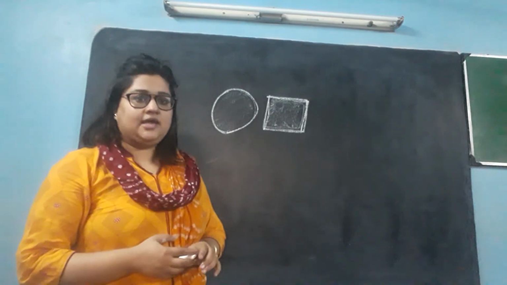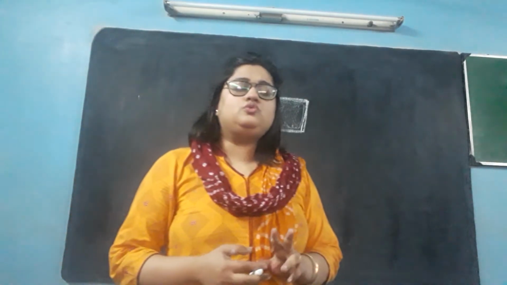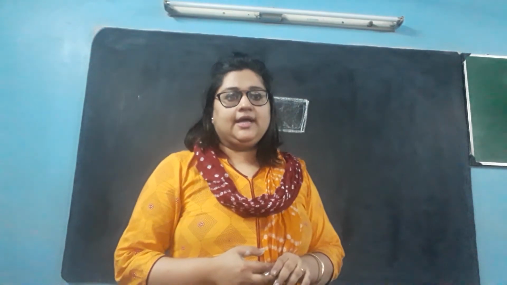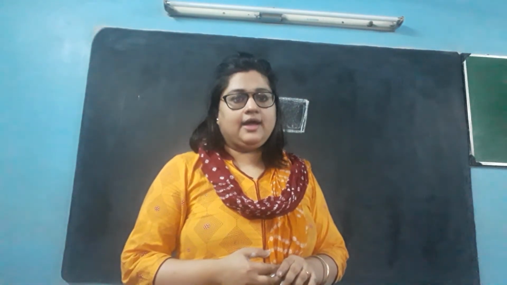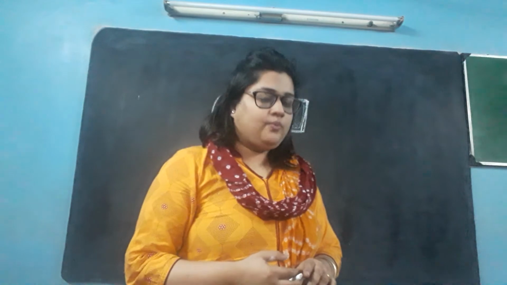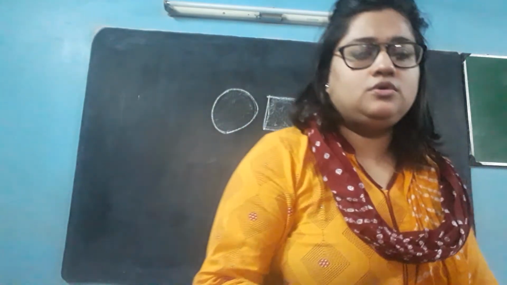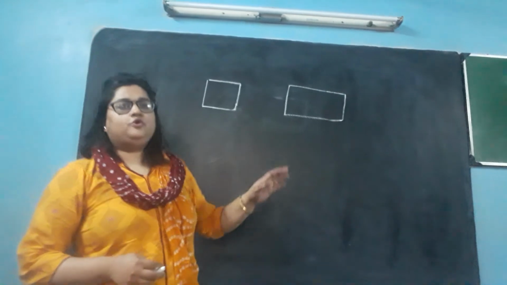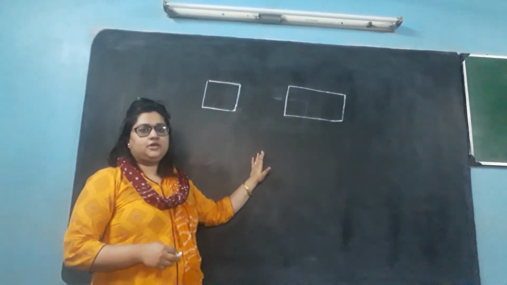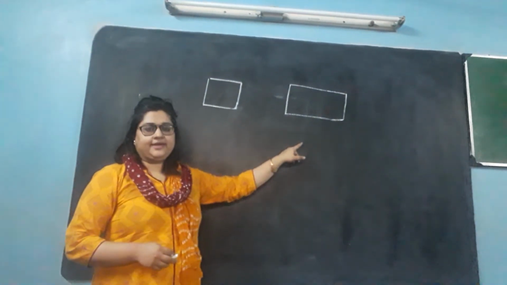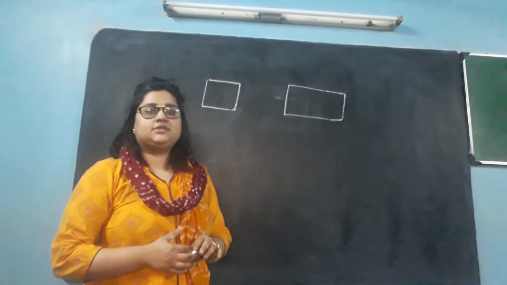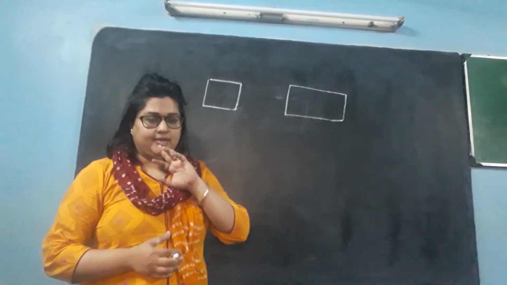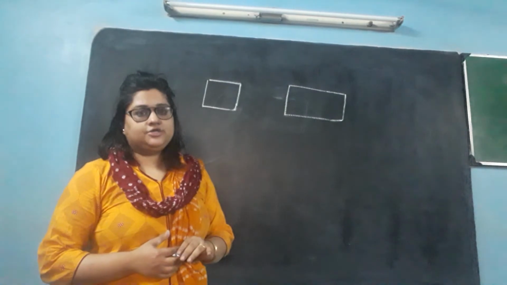Now for your syllabus, you have only two types of geometrical figure, that is square and rectangle. So we will go to only square and rectangle for our video. Now on the board I have drawn two types of figure, one is a square and one is a rectangle.